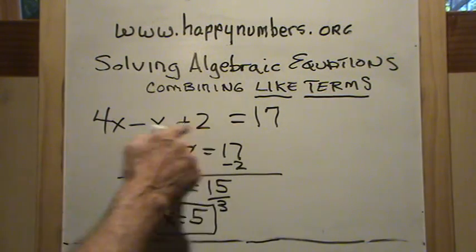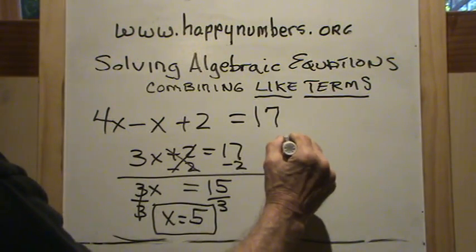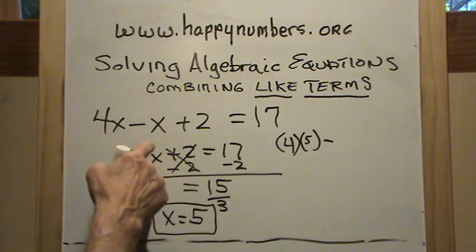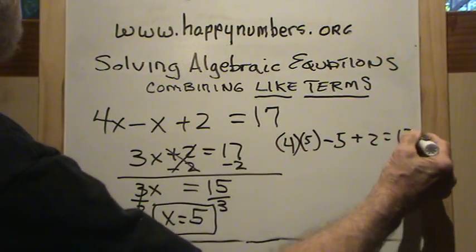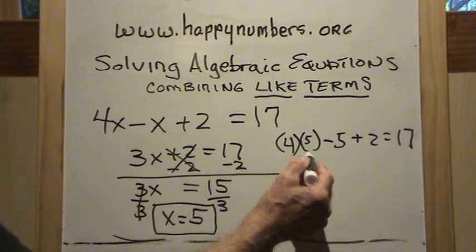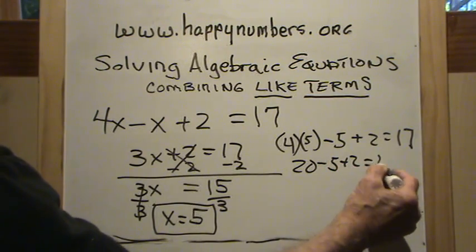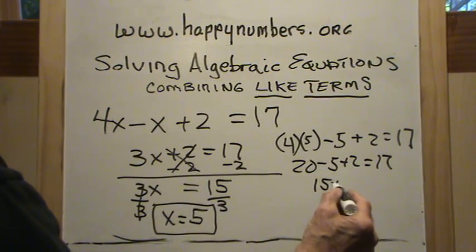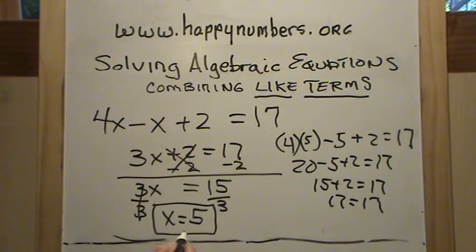Let's go back to our initial equation and put it in. 4 times x, so that would be 4 times 5, minus x, which would be 5, plus 2 equals 17. Well, let's see if it does. 4 times 5 is 20, minus 5 plus 2 equals 17. Well, 20 minus 5 is 15, plus 2 equals 17. 17 equals 17. So our solution, x equals 5, is correct.